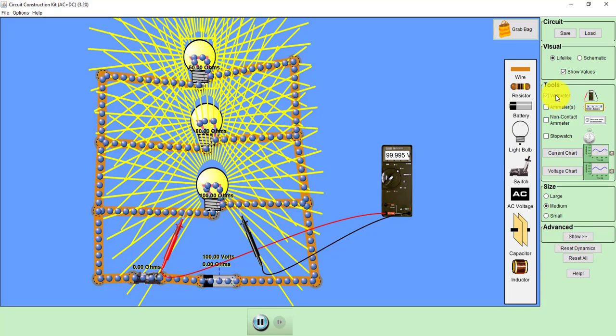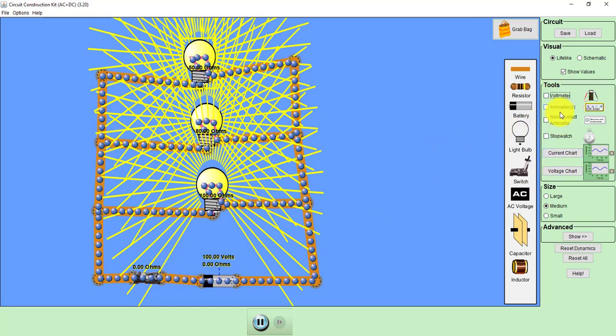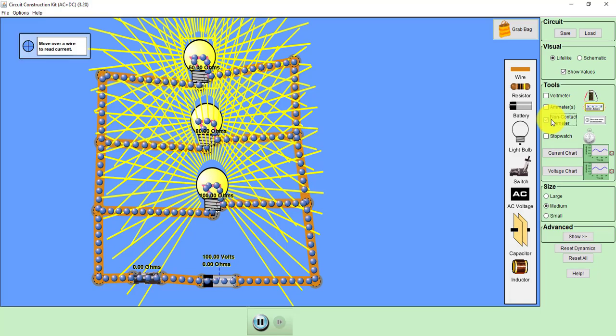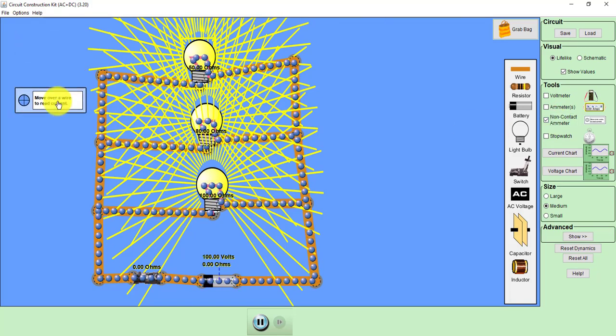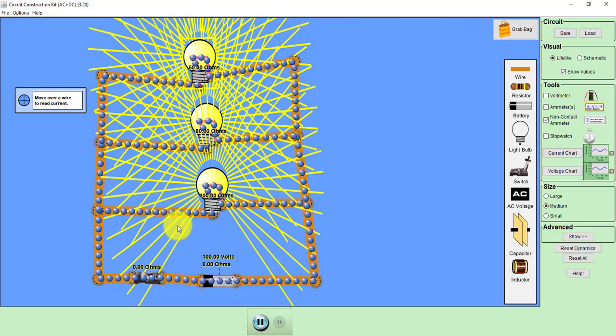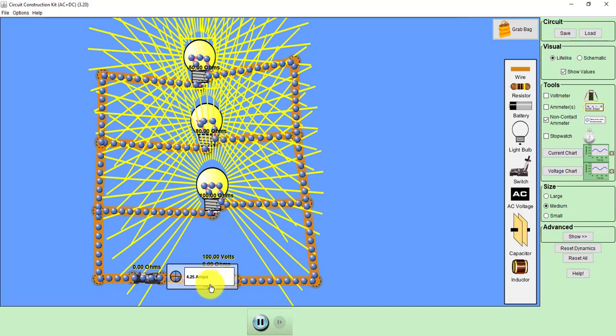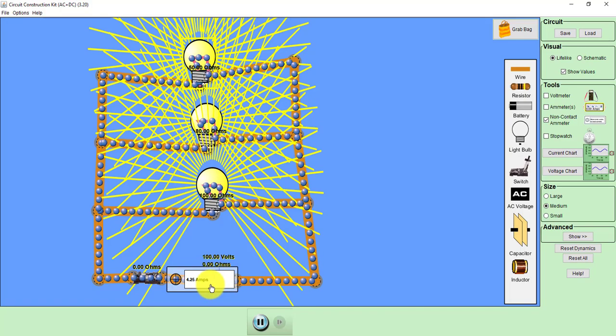For that I will be requiring the ammeter, so I will remove this voltmeter. Now two options are there, non-contact ammeter and normal ammeter. I will be taking the non-contact ammeter because I don't want to disturb the connection and measure the current. I just have to hover this ammeter over a particular path to measure the current. Now let us consider the total current. So total current is 4.25 ampere.